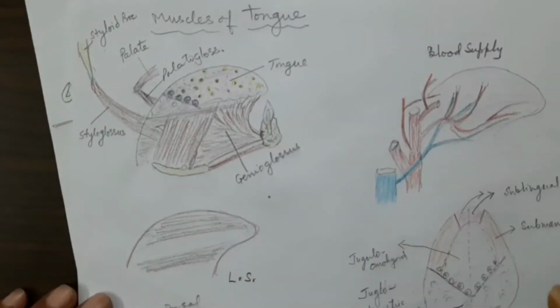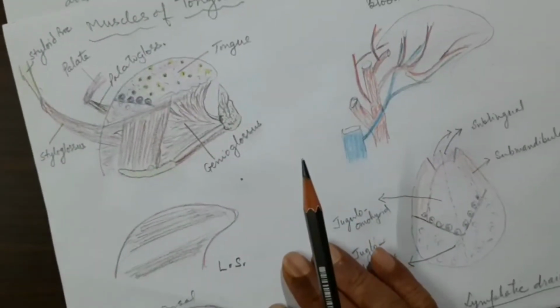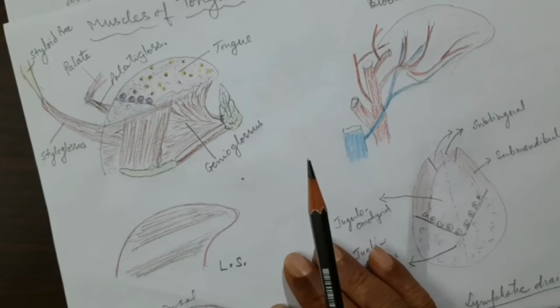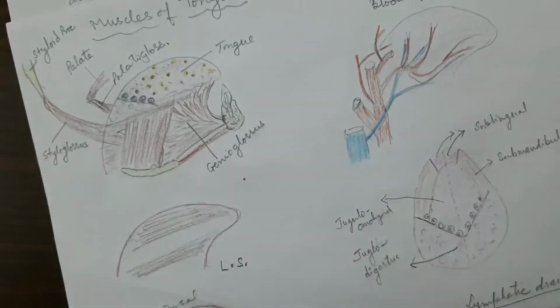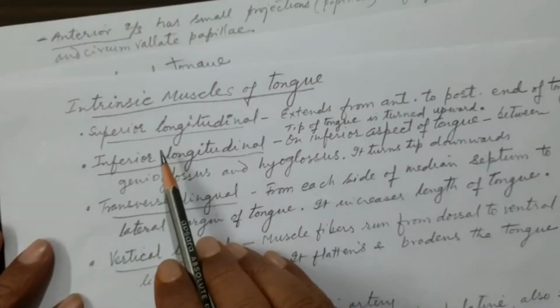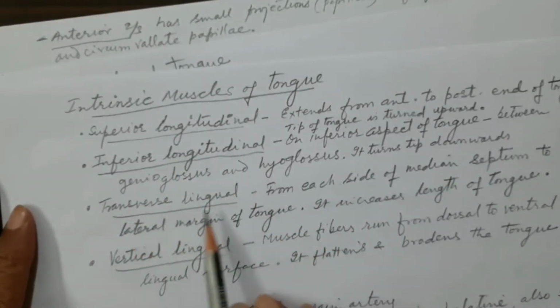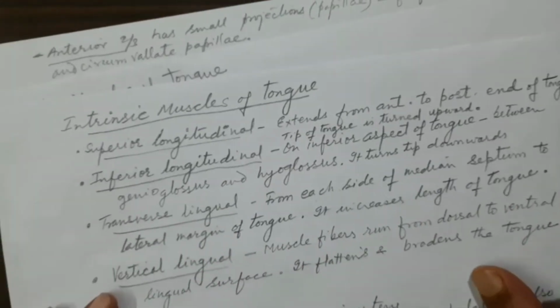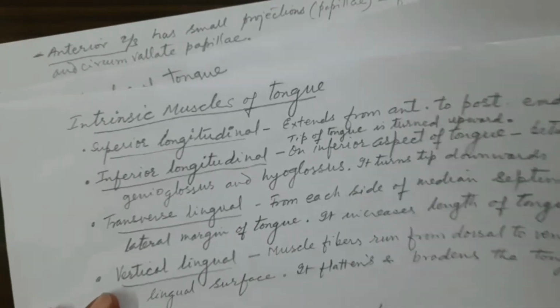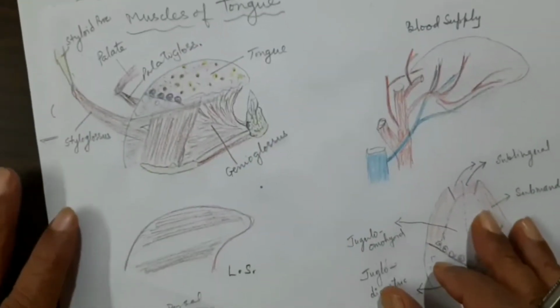Let's come quickly to the intrinsic muscles of the tongue. And which are the intrinsic muscles of the tongue? Superior longitudinal, inferior longitudinal, transverse lingual, and the vertical lingual. As per the direction, longitudinal, transverse, and vertical, the fibers are arranged.